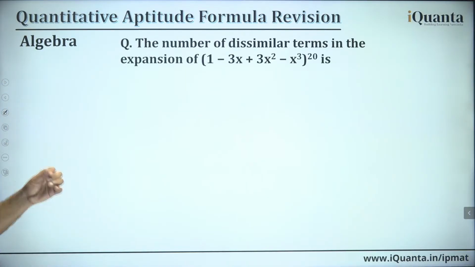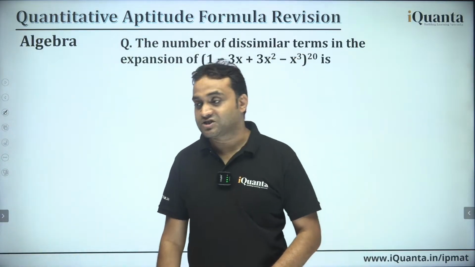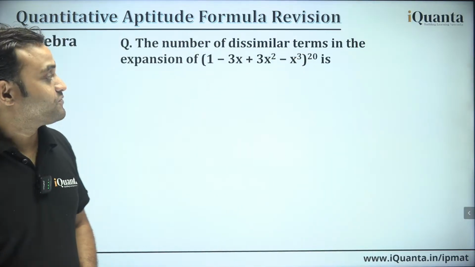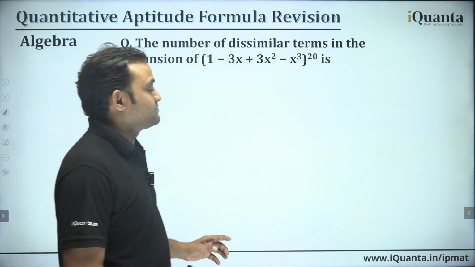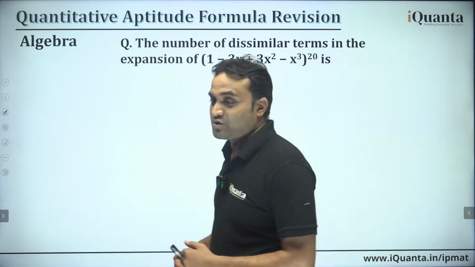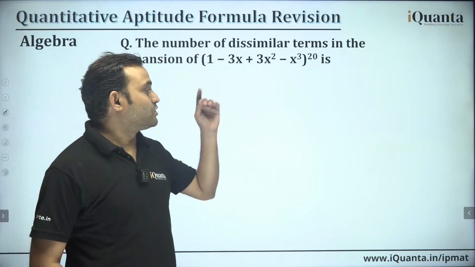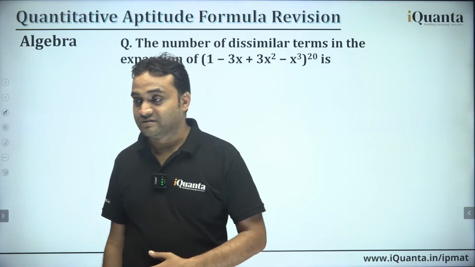Now let's try solving a few questions on this binomial expansion. Try this question and let me know if you get any answer here. The number of dissimilar terms in the expansion of 1 minus 3x plus 3x square minus x cube to the power 20. What will be the number of terms? You must be thinking that we talked about 2 terms and here there are 4 terms. So there is something interesting in this question. Try to focus here, try to find an answer.